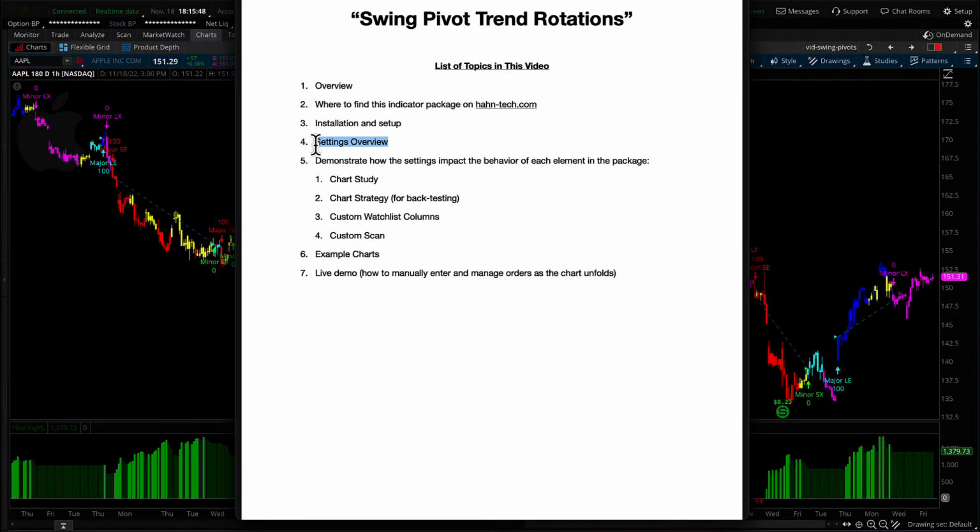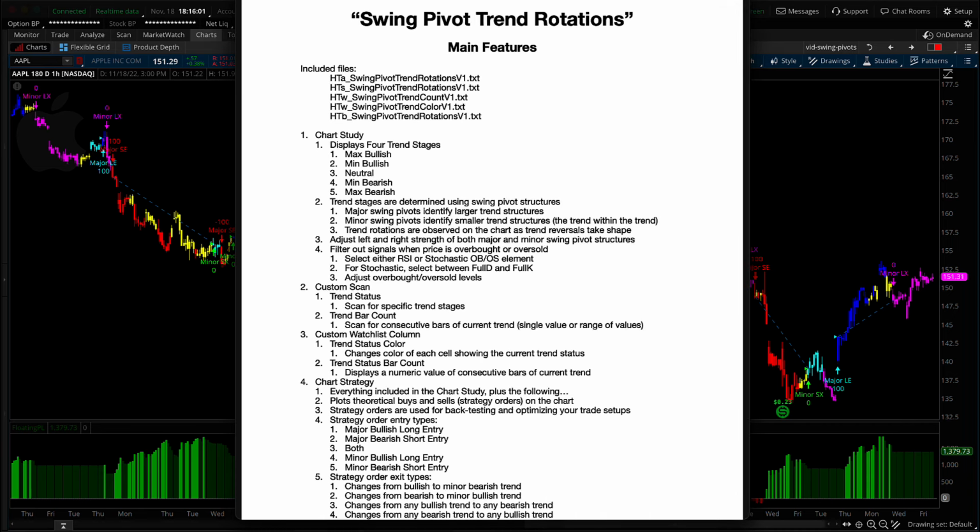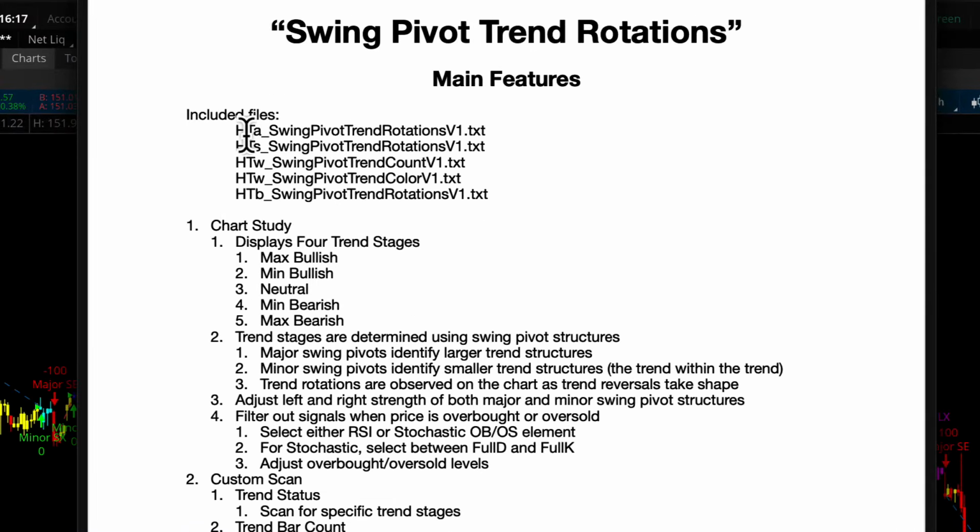This section of the video is the settings overview. And right after that, we're going to get into the settings detail, where we demonstrate how the settings impact the behavior of each element. So first, we're going to go ahead and review the main features of the indicator. And right at the top here, you can see a list of files that are included in this indicator package. Those who watched the installation and setup section of the video will understand what these files mean, so let me go ahead and explain this for the benefit of those who skipped that section of the video.